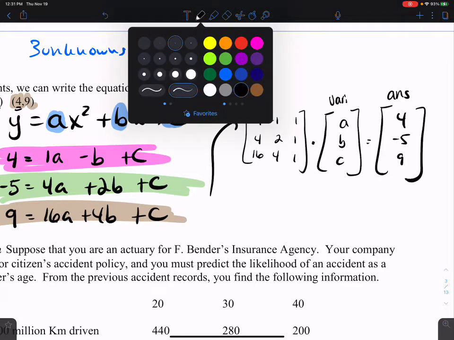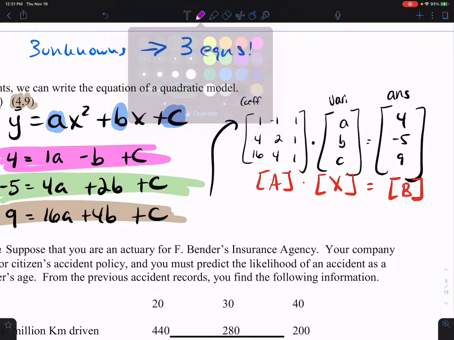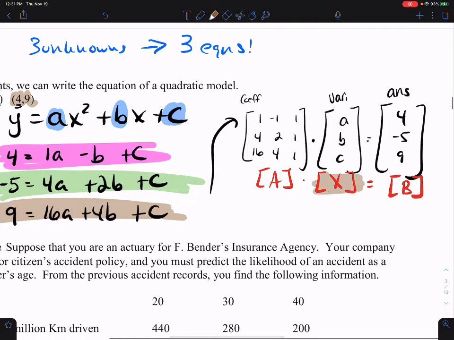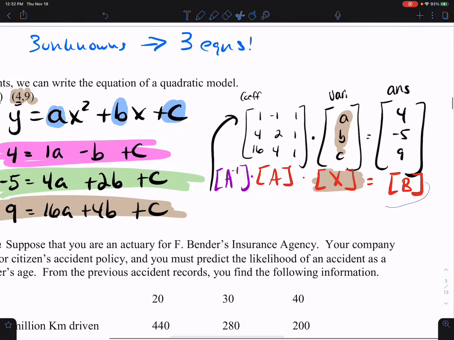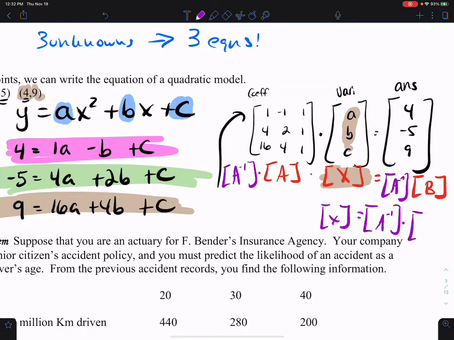And then again, we would just use your graphing calculator. So if this was matrix A, you enter that into your graphing calculator. I'm just going to symbolically call this matrix X, and then we'll call this matrix B. And we know by definition that if I wanted to isolate this matrix, which would tell me what A, B, and C were, I can multiply on the left side by the inverse of A. And again, matrix multiplication isn't commutative, meaning the order matters. So I multiplied on the left, so I have to multiply on the left on the other side too. So in other words, our matrix X will be given by the inverse of A times matrix B.